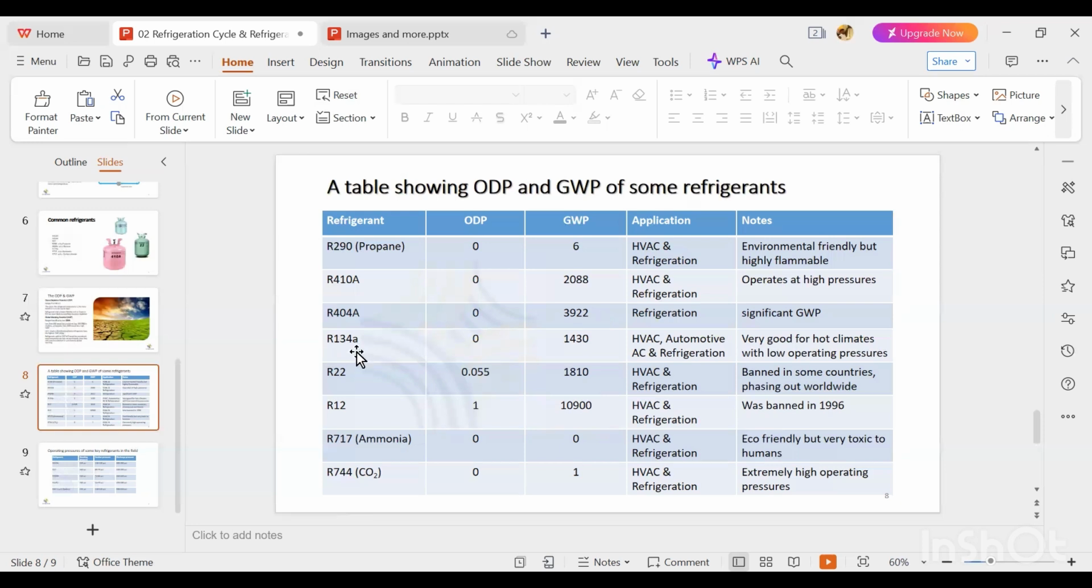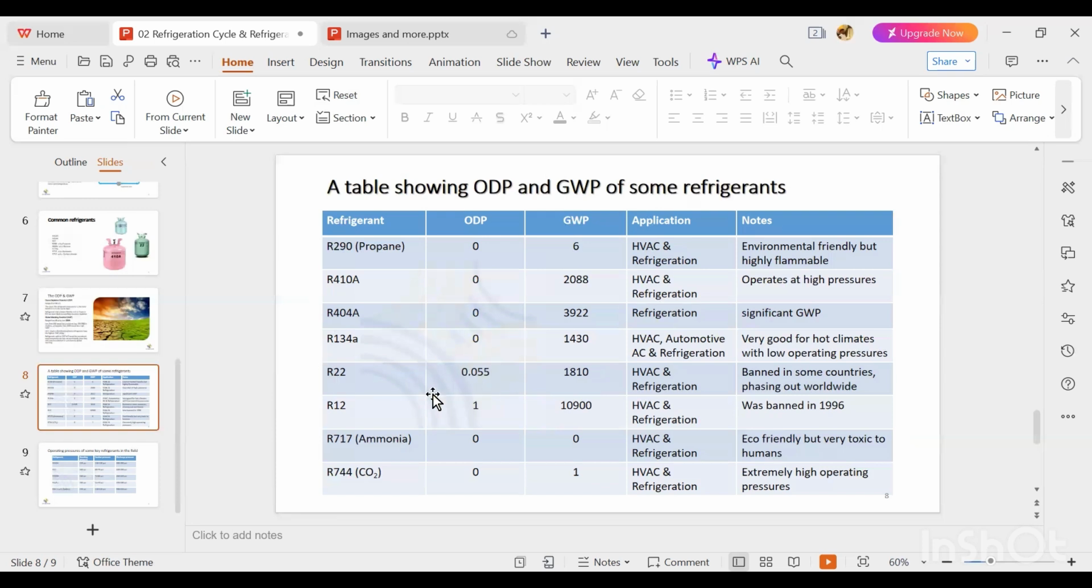Then R134A has an ODP of 0 and a GWP of 1,430. It is used in HVAC, automotive AC and refrigeration. Very good for hot climates with low operating pressures. So this one operates at low pressures compared to R410A. We shall look at them in the future. Not in the future, even in the next slide, we shall look at the operating pressures of these refrigerants.